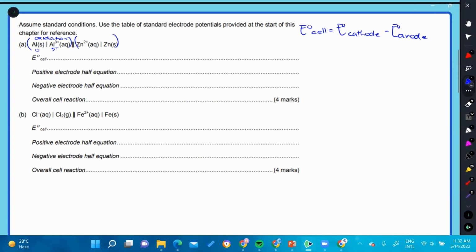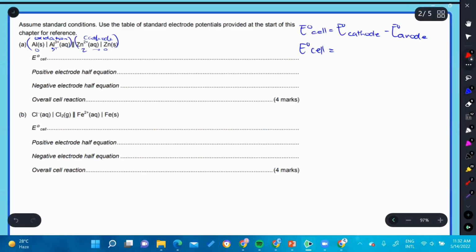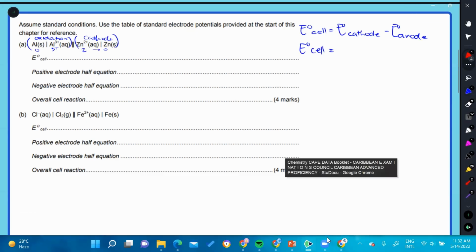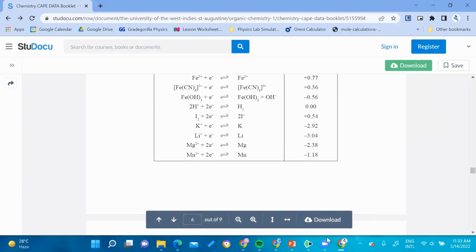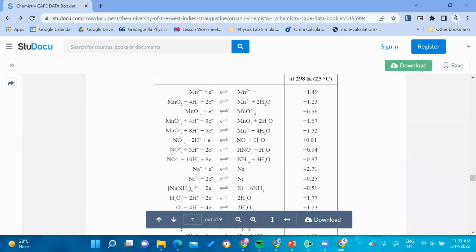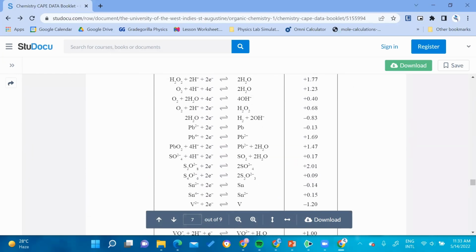Now zinc here is 2 plus to 0. So from 2 to 0 shows a decrease. So that's reduction. So this is our cathode. So once we've gotten that, we just need the E naught values for each. So zinc would be what we put first. So E naught of the cell is equal to the electrode potential of Zn2+ to Zn. All right, so we'll look for that in our data booklet. So we're looking for zinc. I think I passed it.